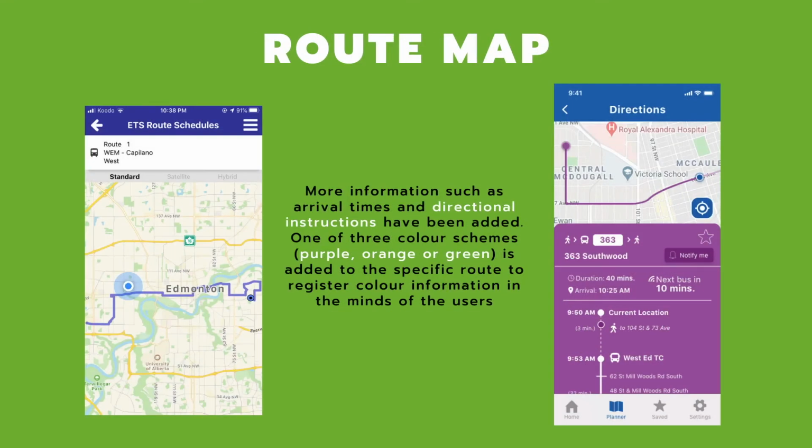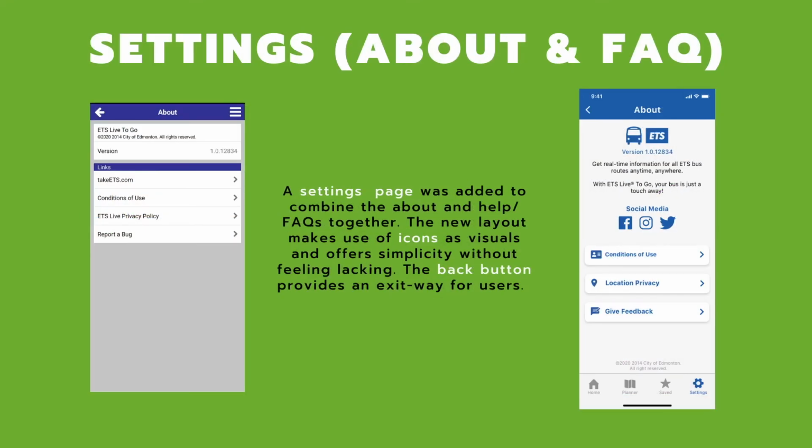More information such as arrival times and directional instructions have been added for the route map. One of 3 color schemes, purple, orange, or green for example, is added to the specific route to register color information in the minds of the users. A settings page was added to combine the about and help/FAQs together. The new layout makes use of icons as visuals and offers simplicity without feeling lacking. The back button provides an exit way for users.